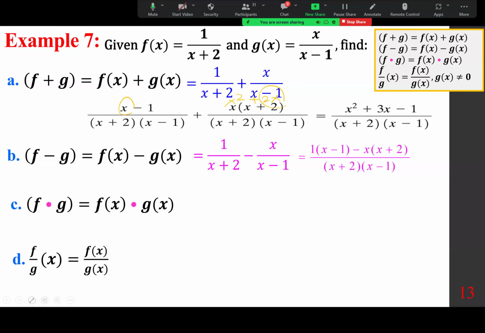So let's write this as follows. So this is x minus 1 minus x squared minus 2x. So if we put the minus x squared first, x and negative 2x add up to minus x, and we have a -1.